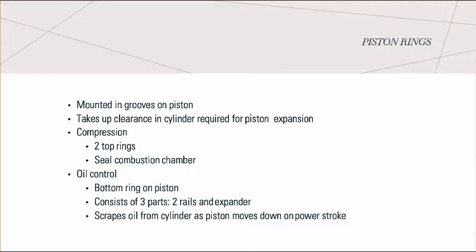It has compression rings, which are the two top rings that seal the combustion chamber, and an oil control ring, which is the bottom ring on the piston, which consists of three parts: two rails and an expander. It will scrape oil from the cylinder as the piston moves down on the power stroke.